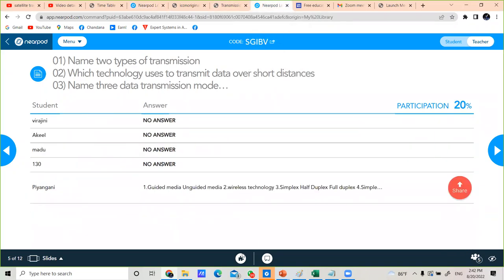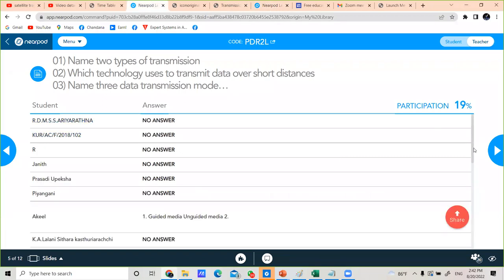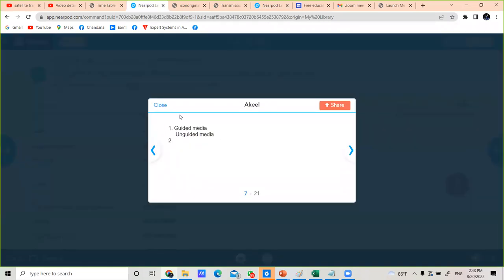What about the others? Right? 1 minute given to complete them. I will check the answers also are submitted. Akhil submitted the answer only for the first question. Guided media, unguided media. Answer is correct. But he submitted only for the first question, right? Try to submit the other answers also.